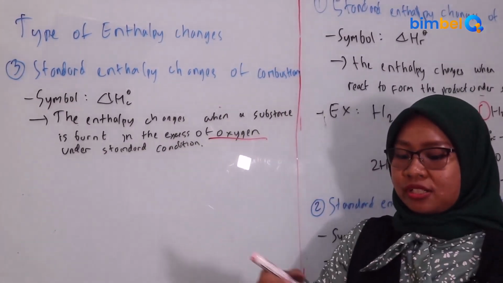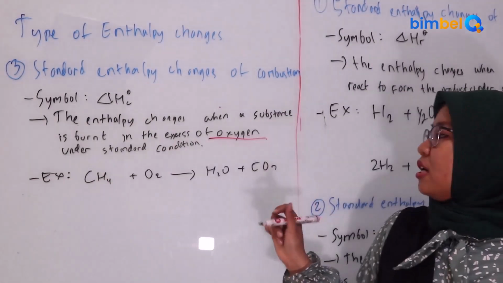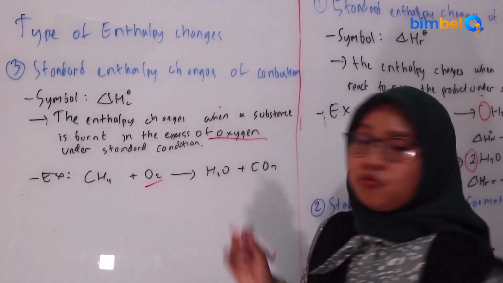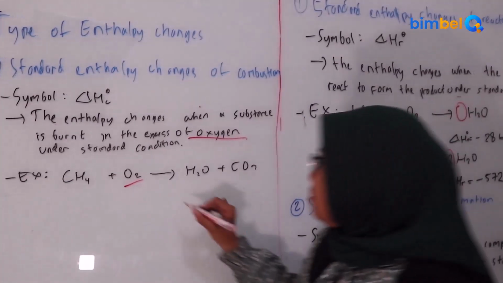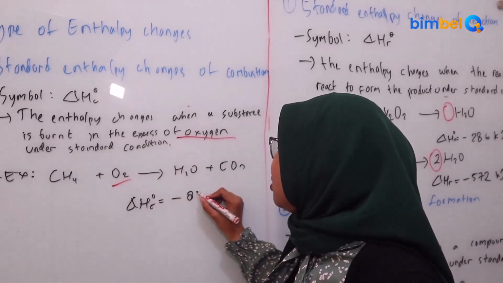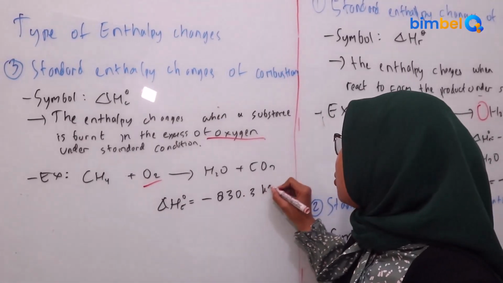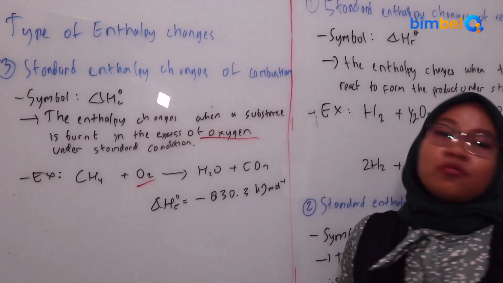You have to remember that combustion always involves oxygen. The example of this reaction is the combustion of methane gas. If you find a reaction that contains oxygen, that means it's combustion. And the standard enthalpy for this reaction is minus 890.3 kilojoules per mole. And this is the third type, the enthalpy change of combustion.